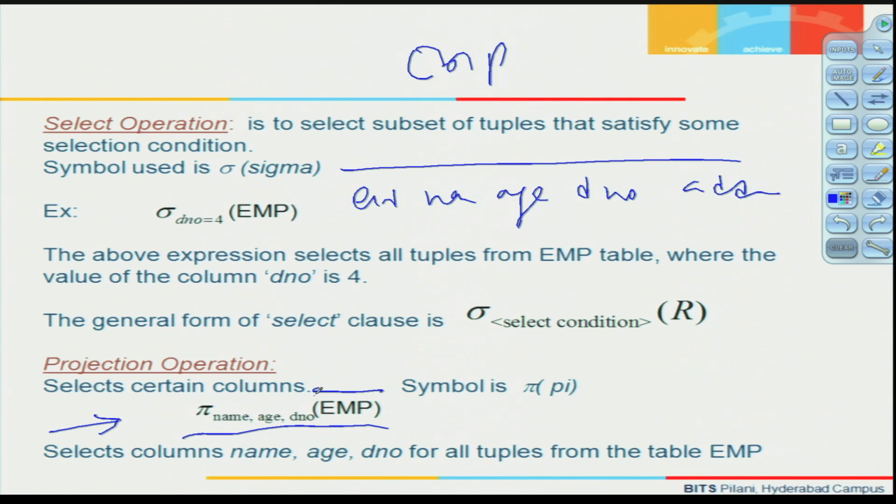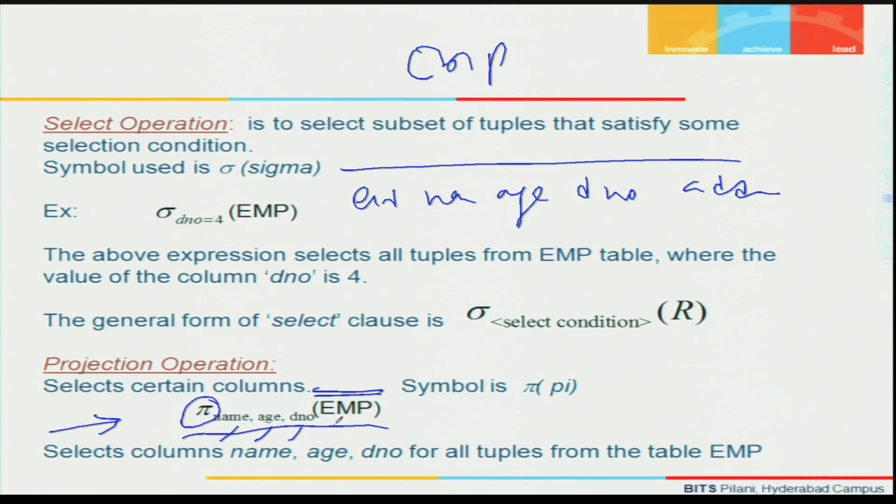This is the relation on which we are going to apply this operation, and this is the project operation. Then as a subscript we specify the list of columns whose values need to be shown in the result, and these columns should be separated by commas. It says: project from the employee relation the column values name, age and DNO. This is called the projection operation.